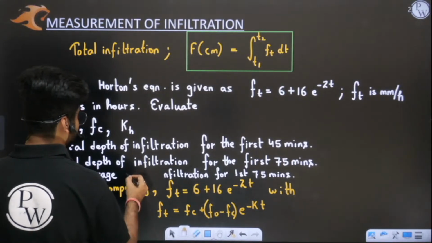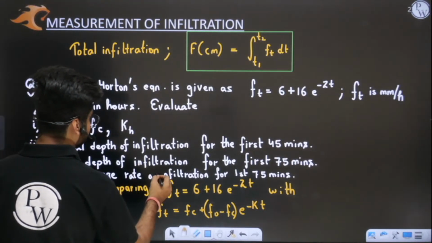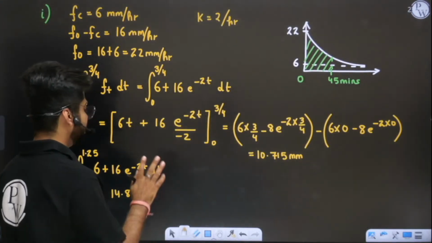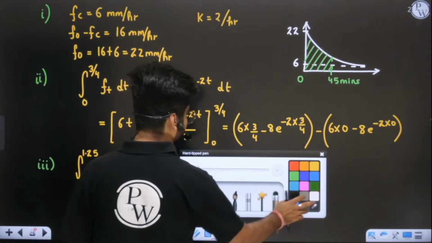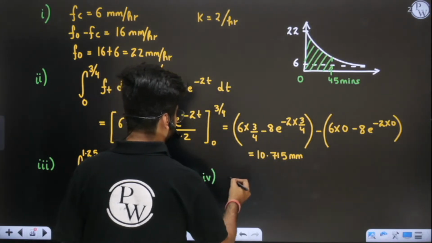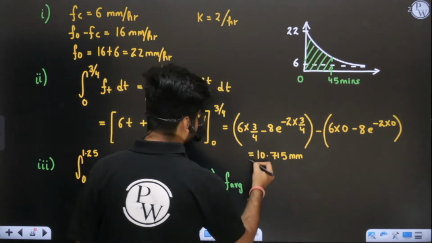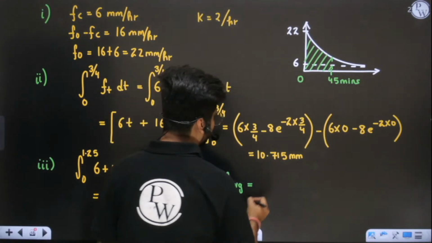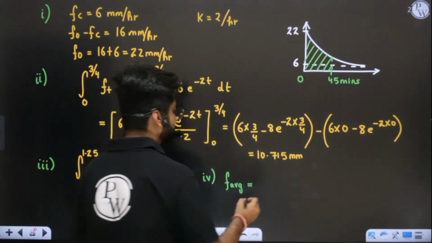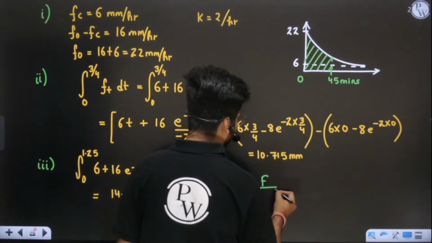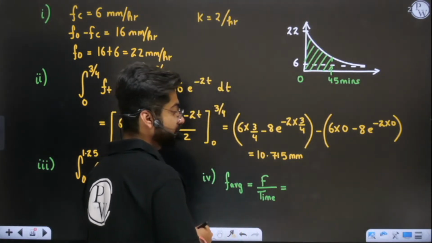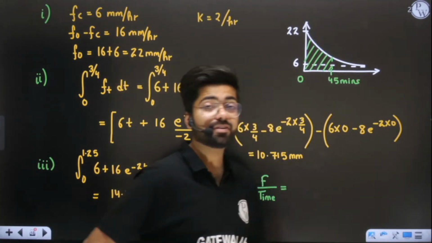How will you find the average rate of infiltration? Listen very carefully. To find the average rate of infiltration, I have to divide the total depth of infiltration by time. So how will I do it?